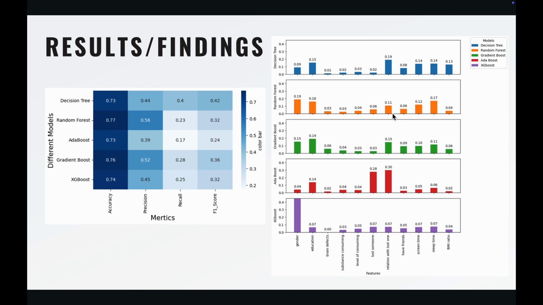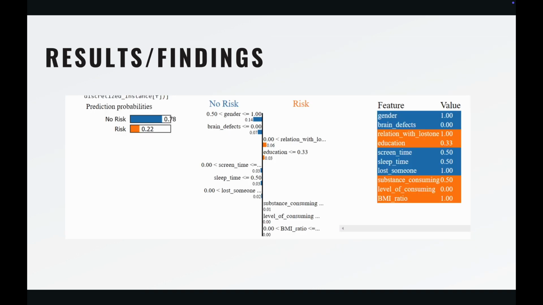Now, here comes the results or findings. See, if you guys are wondering how this data came, we have already included the link of our project in the description below. In the first picture, we have all the 4 performance evaluation metrics for all 5 models. In the second picture, we have the feature importance for each model. Here we can see that in XGBoost, gender played an important role, while in AdaBoost, losing someone played an important role, and so on.